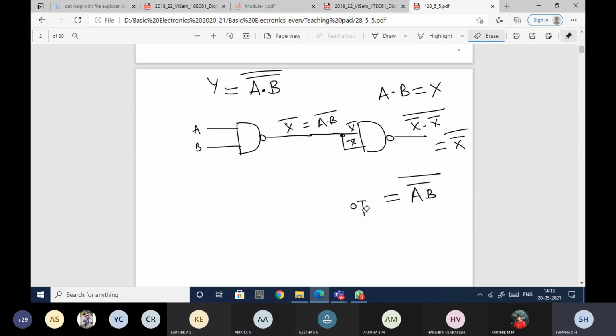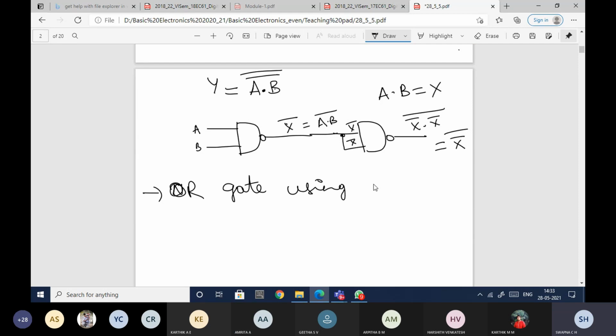Yes, ma'am. Okay. So this is the implementation using NOT gate. Next, OR gate. Next one is OR gate implementation using NAND gates.